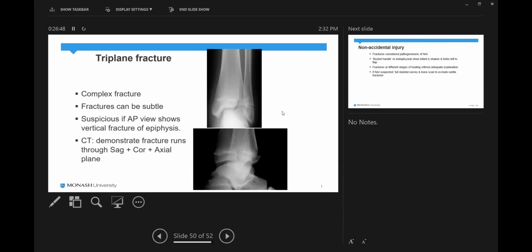Now, a triplane fracture is also one that you will see in the pediatric patient. It's quite complex. The fractures can be quite subtle. So on the AP view, you should be suspicious if you see any lucencies, which indicates there's a vertical fracture of the epiphyses. And then again, CT is really important. So the patient needs to be referred for a CT scan so that it can demonstrate that the fracture runs through the sagittal, the coronal, as well as the axial plane.